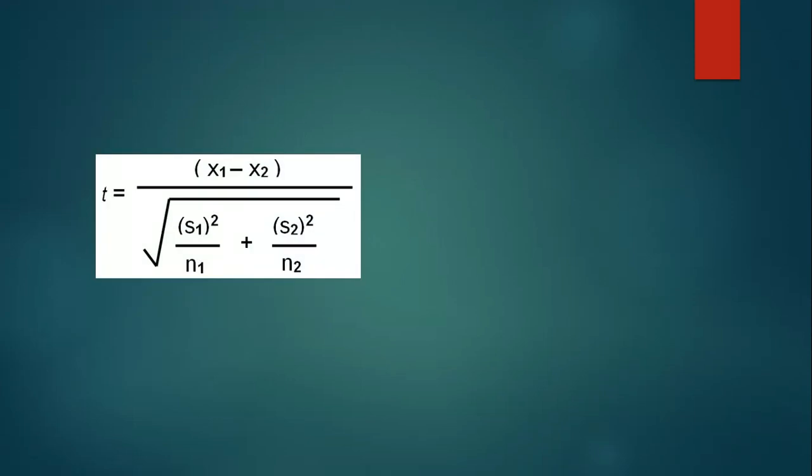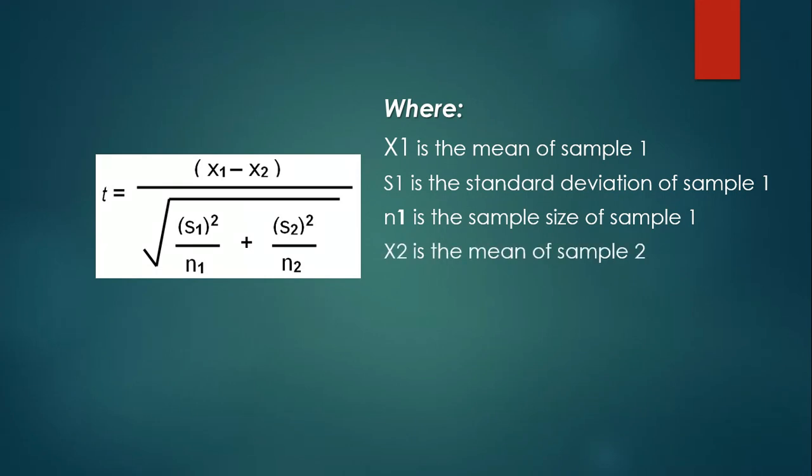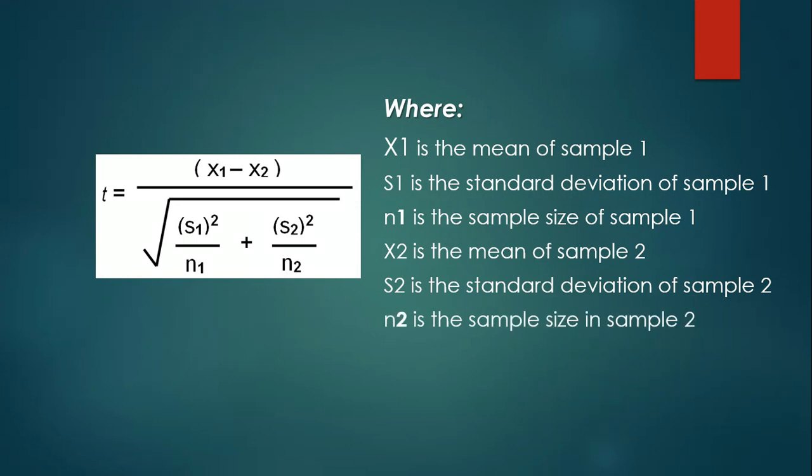To find out the unpaired and paired t value, we use the formula t equal to x1 minus x2 all divided by square root of s1 square divided by n1 plus s2 square divided by n2. Here x1 is the mean of sample 1, s1 is the standard deviation of sample 1, n1 is the sample size of sample 1, x2 is the mean of sample 2, s2 is the standard deviation of sample 2, and n2 is the sample size of sample 2.